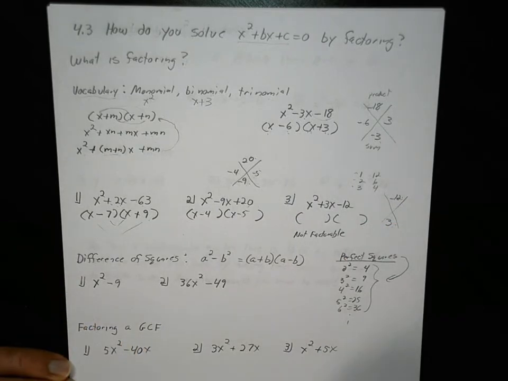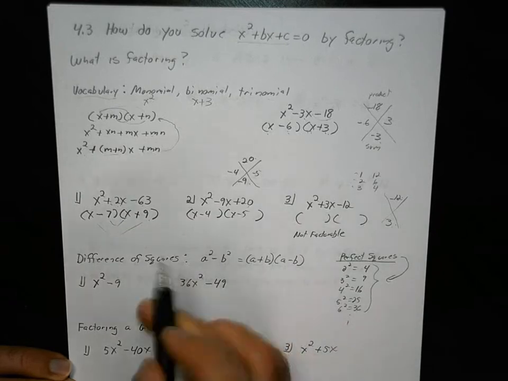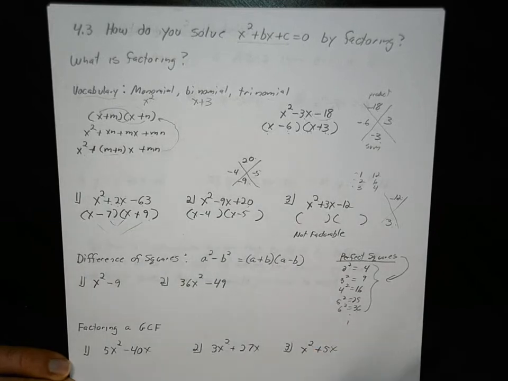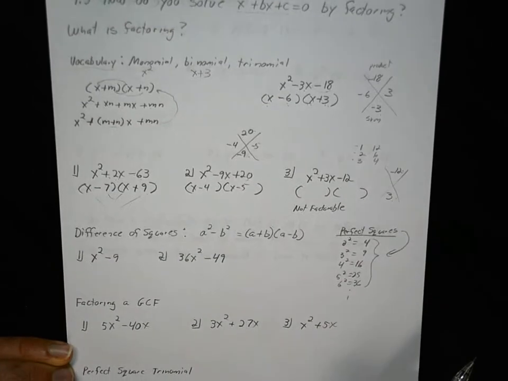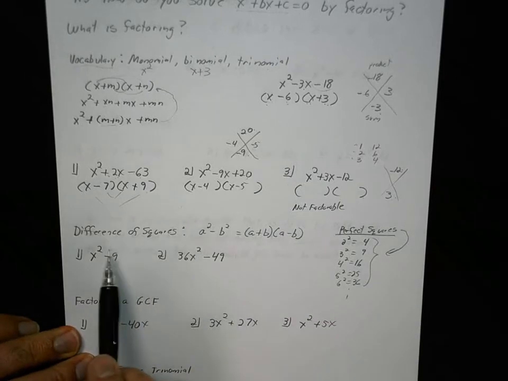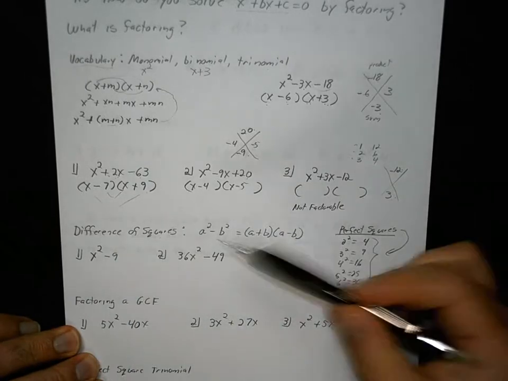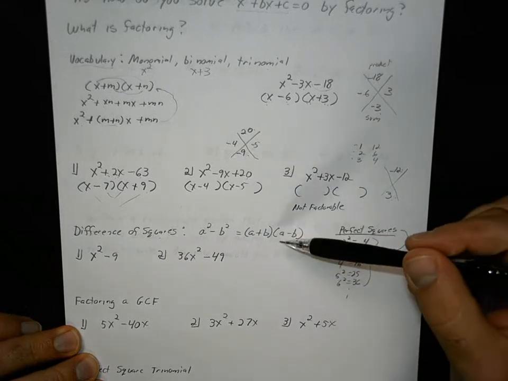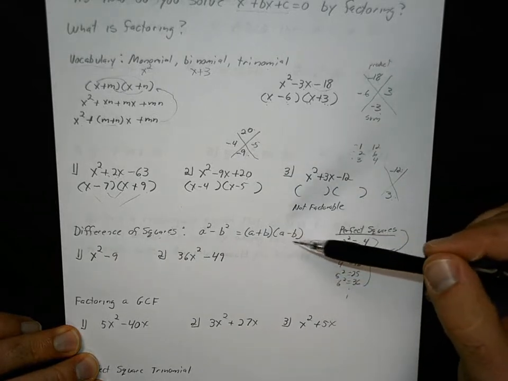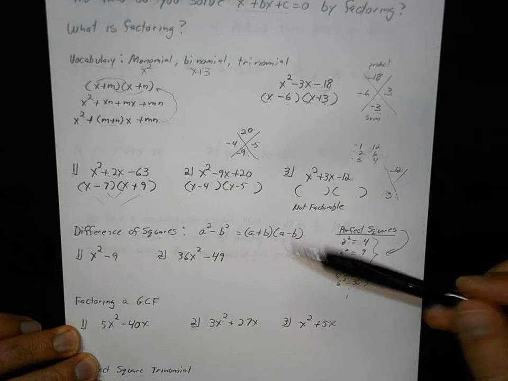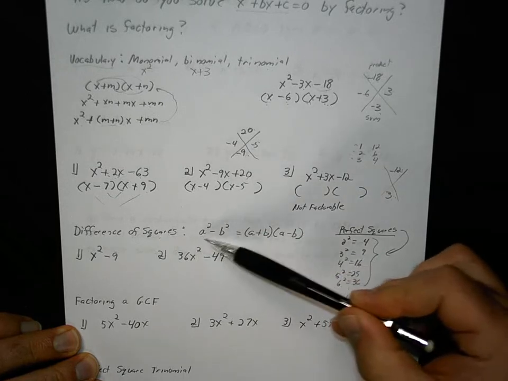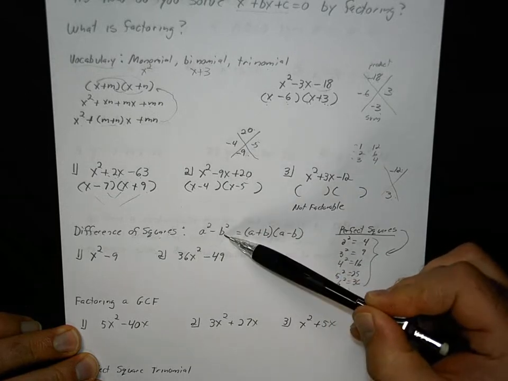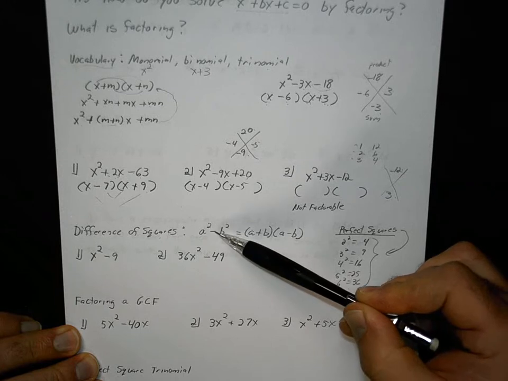Okay, so that's factoring a trinomial into two binomials. A couple special types of products of factoring: difference of squares. If I have a squared minus b squared, I can factor it really quickly by knowing this simple little formula. So how do you know you have a difference of squares?